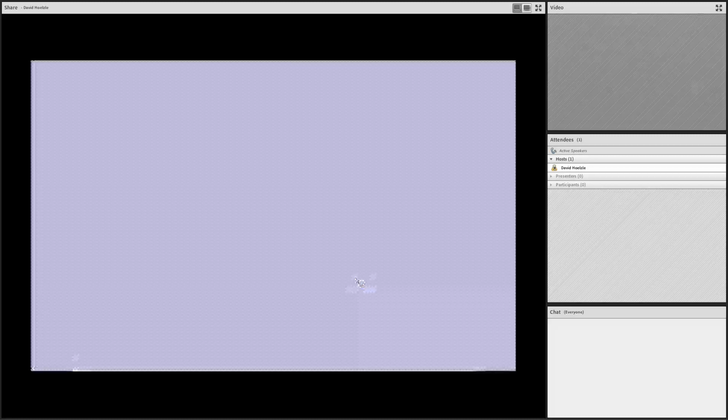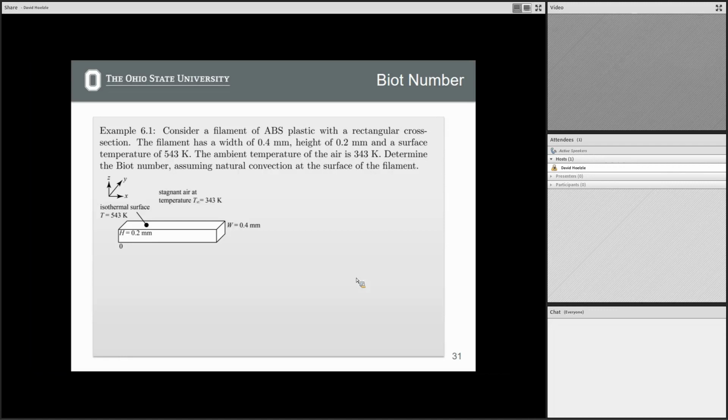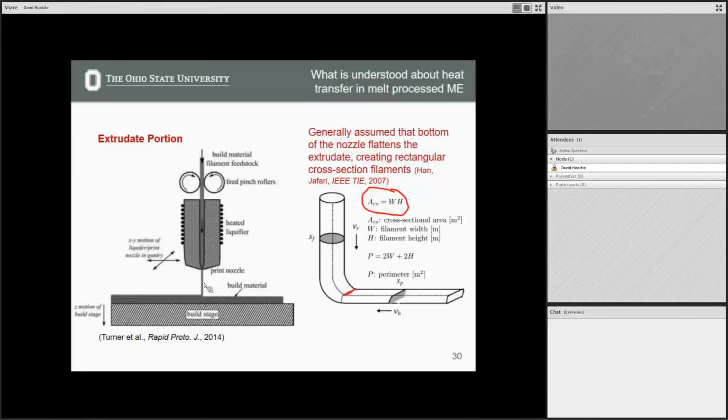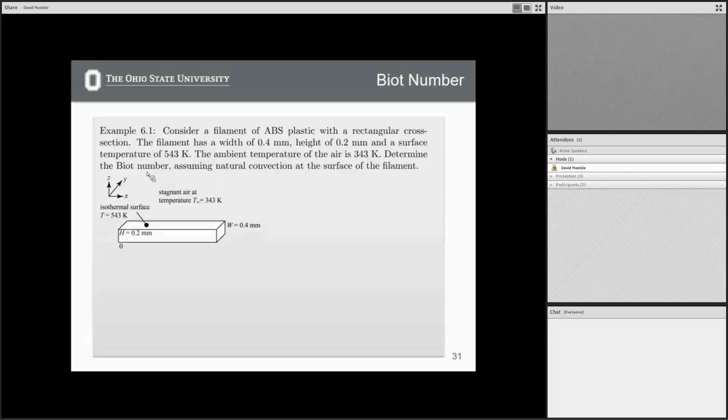Once we have some assumed geometry, we can start to figure out the temperature profile. We care about how long this material is above the glass transition temperature and how fast it cools, so we want to understand the heat transfer in this process, and therefore things like the Biot number. The first thing we want to understand is whether we are losing a considerable amount of heat in this filament due to convection.